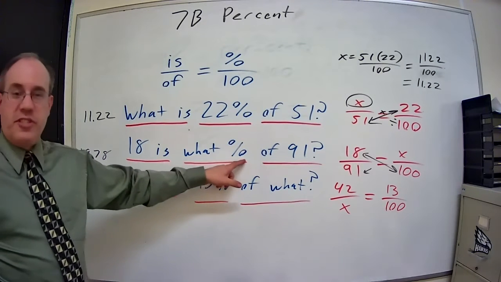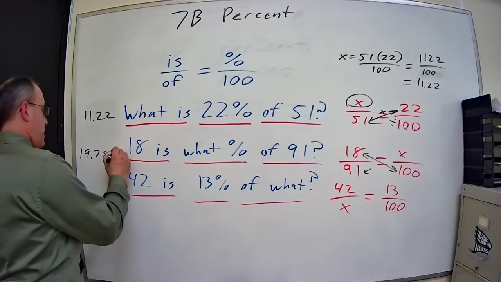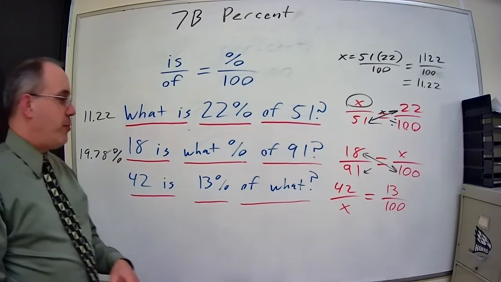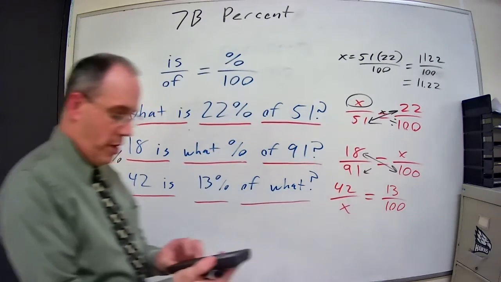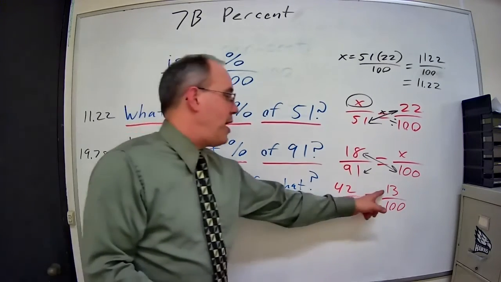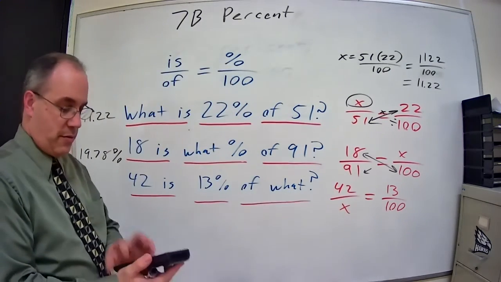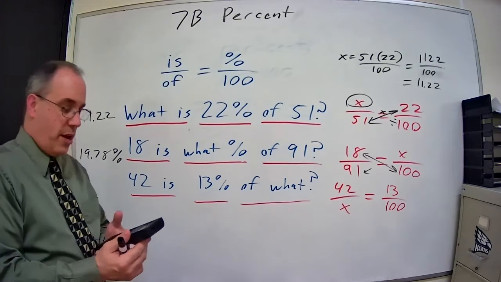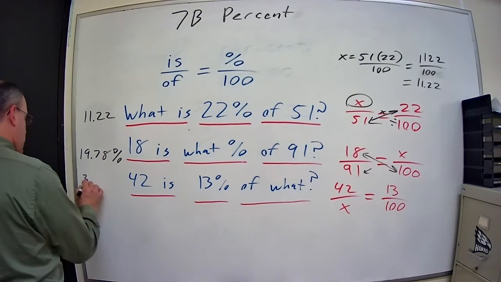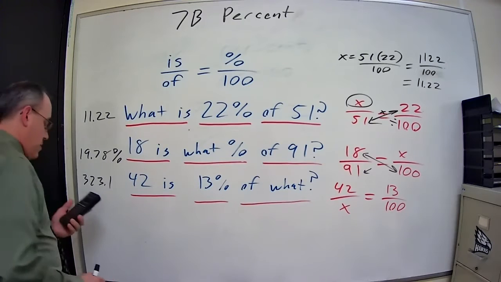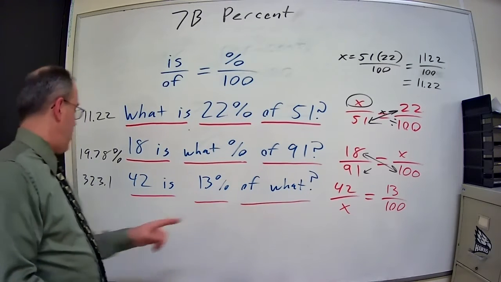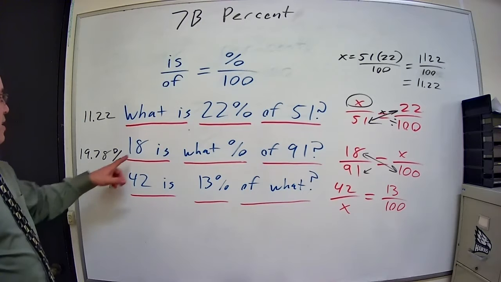And we're looking for what percent? So we will say 19.78%. For this bottom one, 42 times 100, 4,200 divided by 13, what's opposite, gives us 323.1. So 42 is 13% of 323.1.